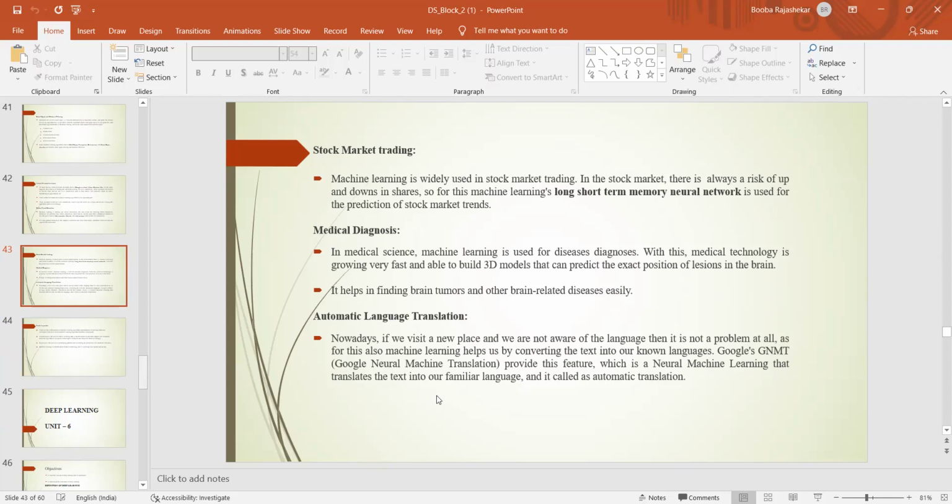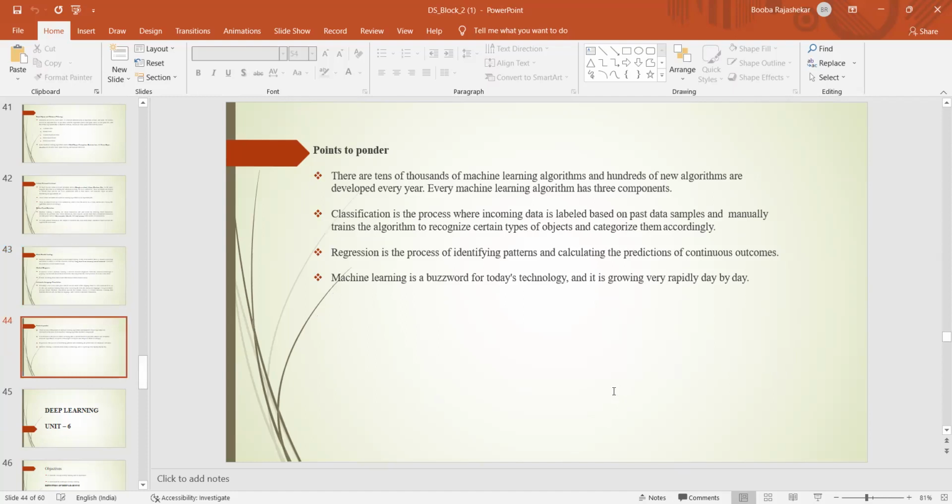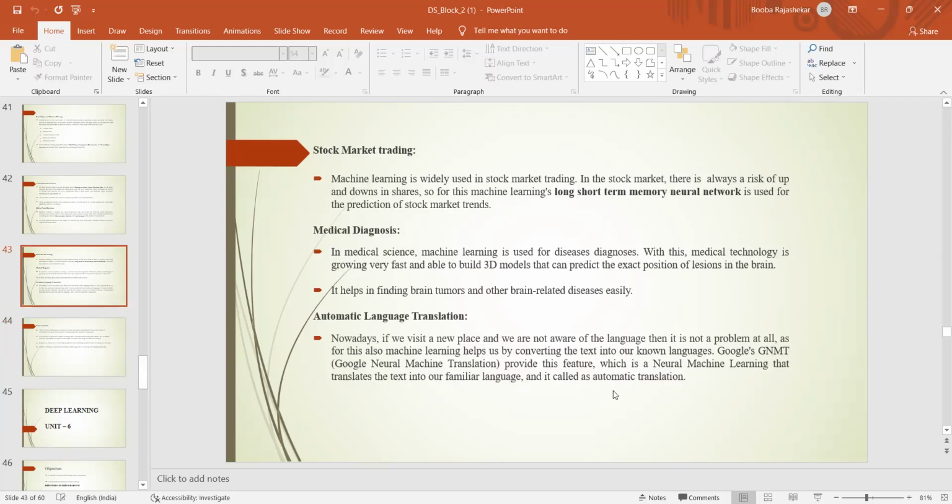Automatic language translation. Nowadays, if we visit a new place and are not aware of the language, it is not a problem. We can use machine learning-based tools to help translate the language. Google GNMT, the Google Neural Machine Translation, provides this feature, a neural machine learning system that translates text into our familiar language. It is called automatic translation. So this is the main thing for the machine learning technique.